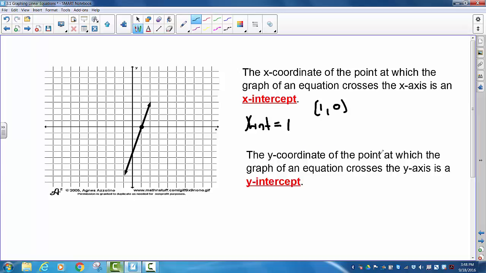Alright, the y-coordinate of the point at which the graph of an equation crosses the y-axis is called the y-intercept. So here's the y-axis. This is where it crosses the y-axis right here. And the coordinate is 0. It doesn't go left or right, so that's 0. Then 1, 2, 3, 4, so 0, negative 4 because it goes down. And so the y-intercept is equal to negative 4.